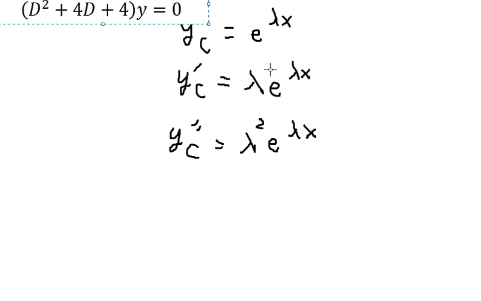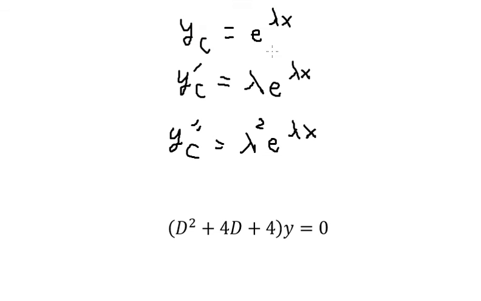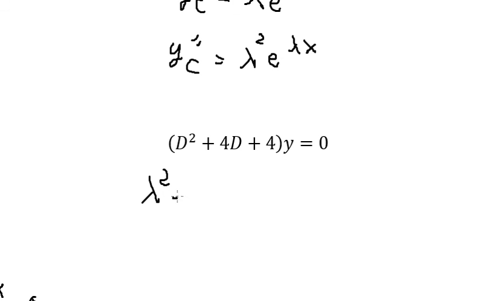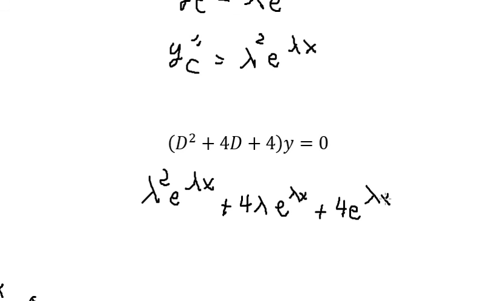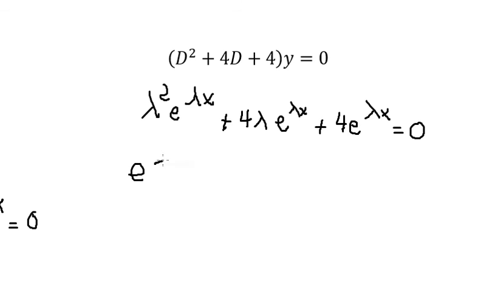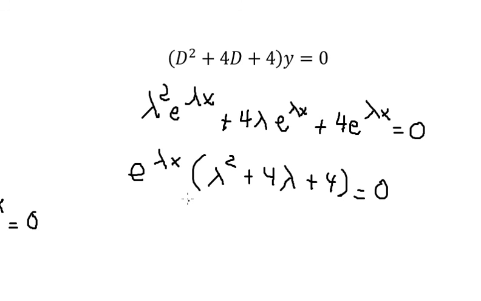And now I will put this one going here, this one going here, and this one going here. So we have lambda square e to the power of lambda s plus 4 lambda e to the power of lambda s plus 4 e to the power of lambda s. So we can do factorization by e to the power of lambda s. So we just have this one here.